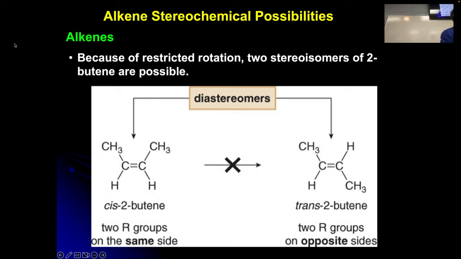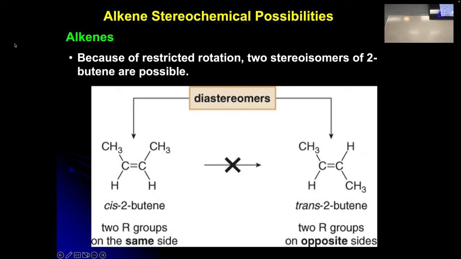It is trans. Yep. This methyl group and this methyl group are on opposite sides of the double bond. But I can also do this, and that would be cis-2-butene.